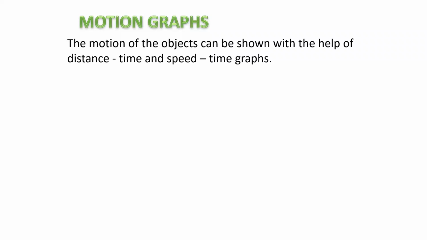To explain the motion of an object, we can use different types of graphs. We can use distance time graph or we can use speed time graphs. So first one, we will discuss a distance time graph. And in a distance time graph, there are different ways we explain the motion.